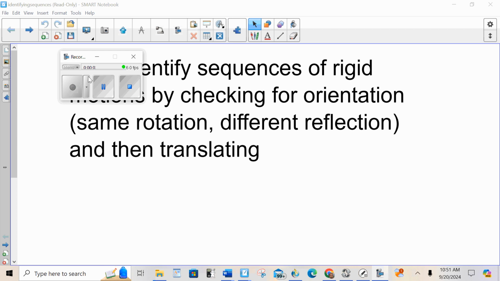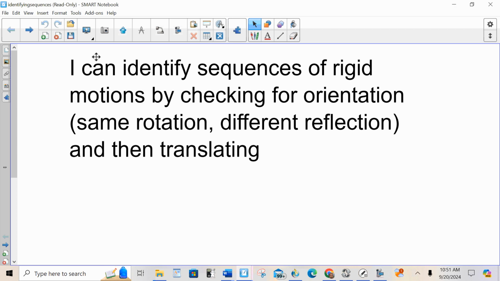Hello, everybody. Very, very, very important lesson. Every single Regents asks one two-point question on this, and it's related to other very commonly asked questions. I can identify sequences of rigid motions by checking for orientation.